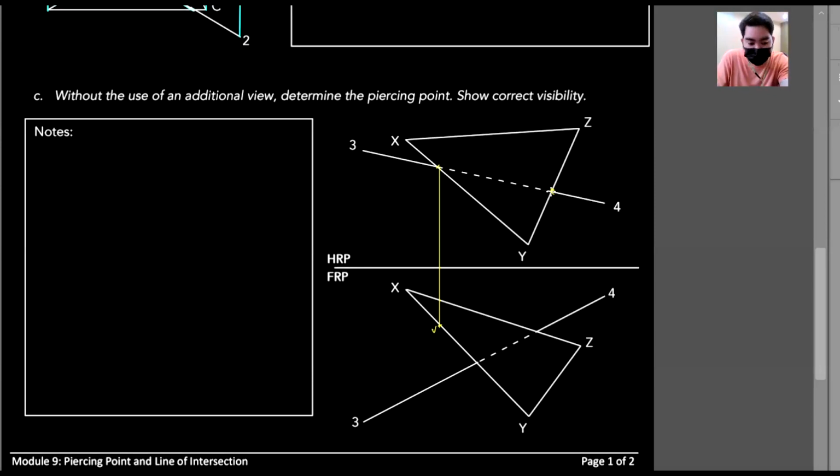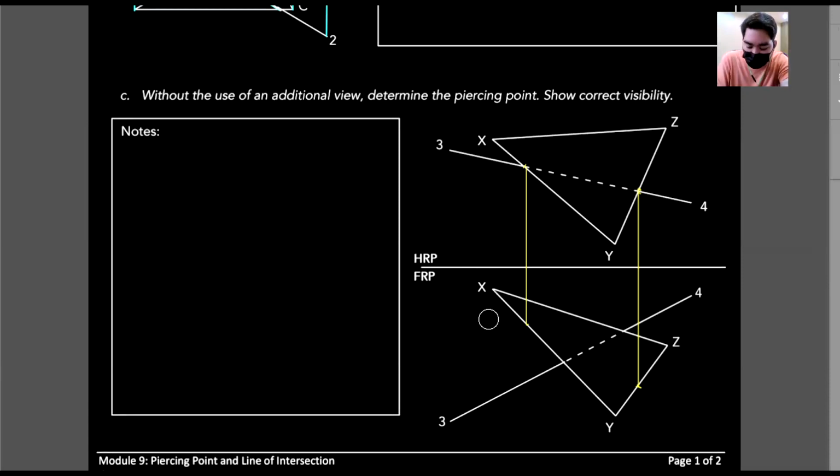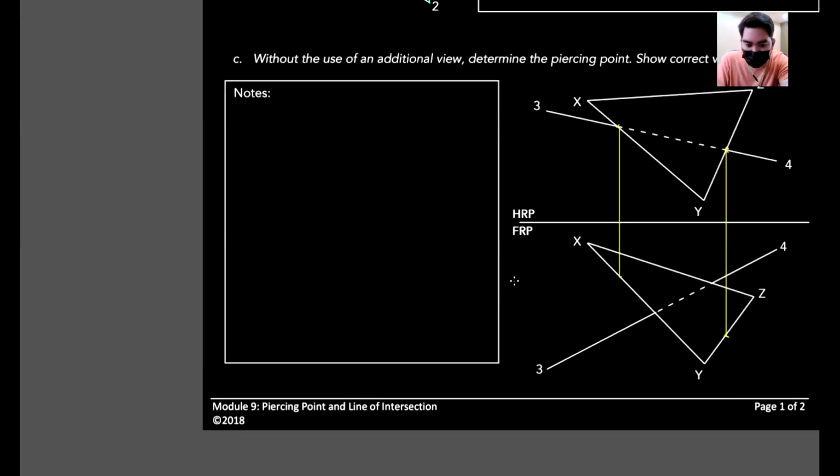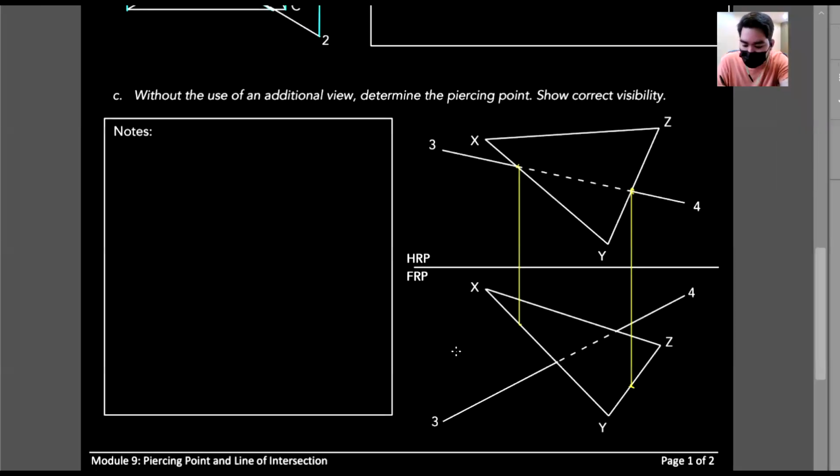Tapos dito, this is along YZ. So, let's project it downwards hanggang YZ. Oops, sorry. YZ. Hanggang baba pa. YZ. So, dito dapat. So, that's V. Mali pala. U na lang po. This should be U. And this should be B. Okay? The U and B.